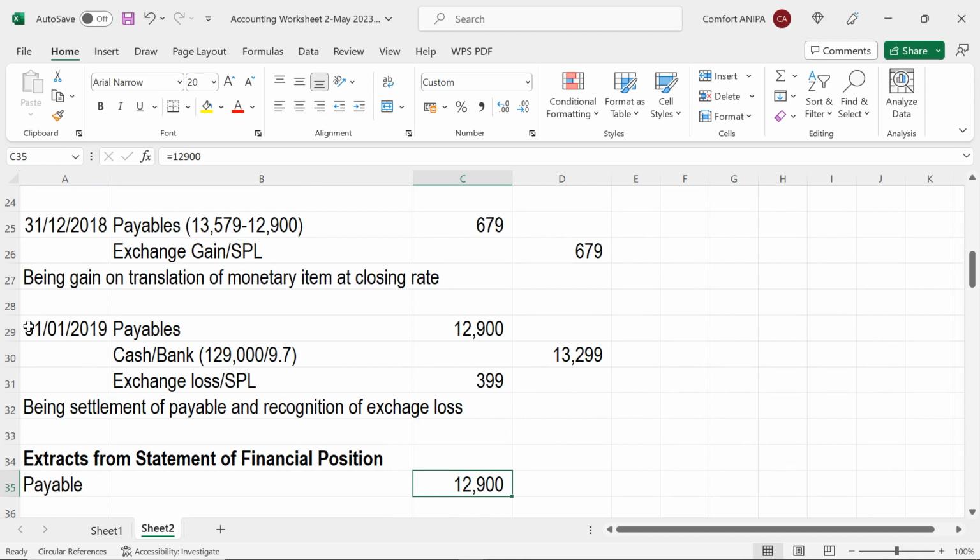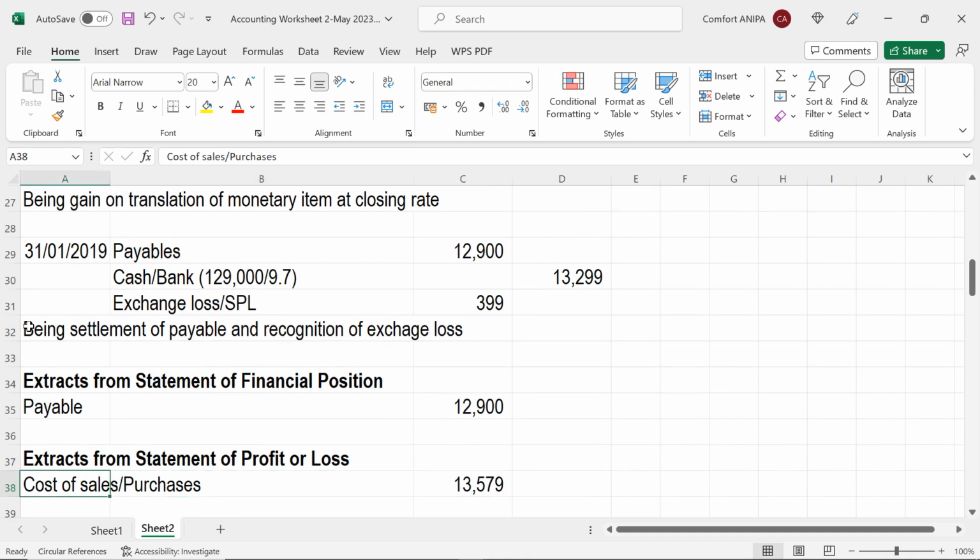For an extract from financial statement, you must know that you prepare financial statement normally at the year end. And so we are looking at the extracts at the end of the year, 31st December 2018. And therefore, when we did the translation, our payable was 12,900.